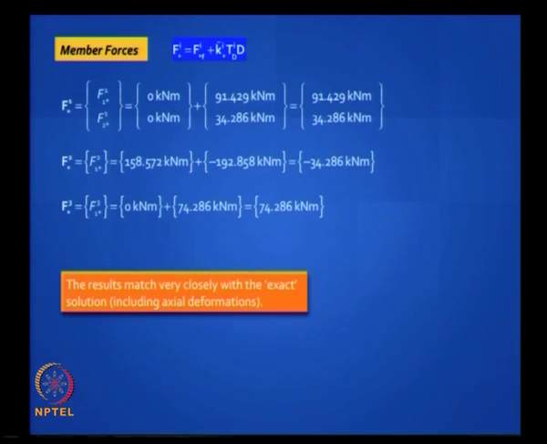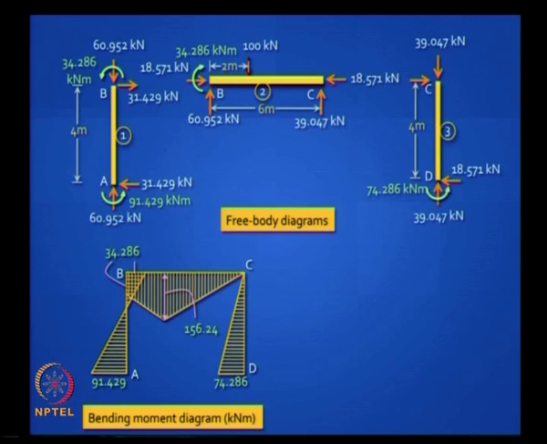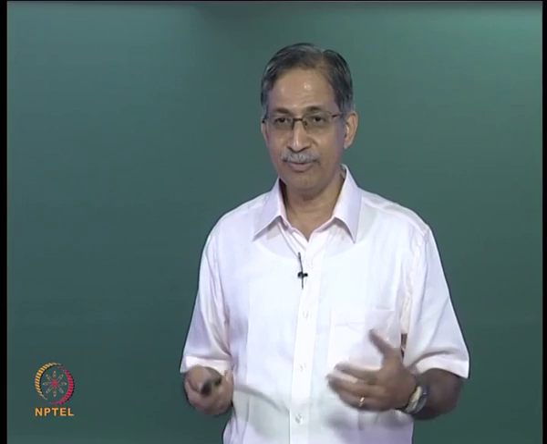Okay. So member end forces, calculate, these results also match with what you got earlier. Draw the free body diagrams, bending moment diagram, final comparison, some minor error but certainly no major error. Is it clear? So with this we have covered reduced element stiffness method as applied to frames. Clear? Thank you.